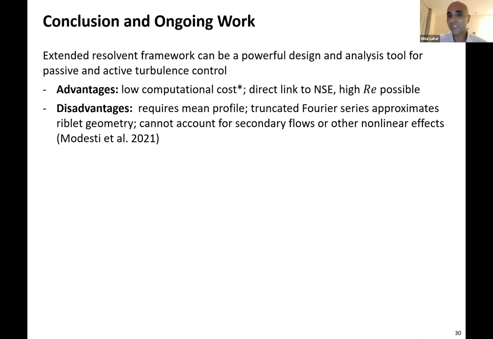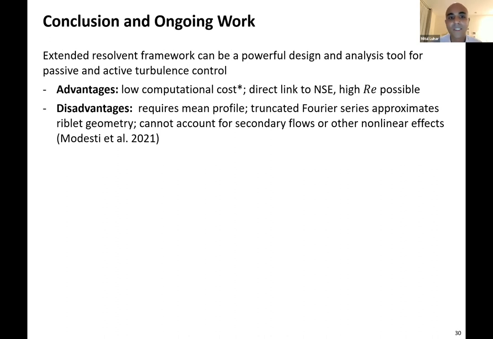Okay, so that essentially takes me to the end of my talk. These are the key conclusions. The extended resolvent framework can be a powerful design and analysis tool for passive and active turbulence control. The key advantages are low computational cost, the direct link to the Navier-Stokes equations. We start from the Navier-Stokes equations to formulate a resolvent operator. And there are no real Reynolds number penalties in terms of computational cost. High Reynolds numbers are possible.